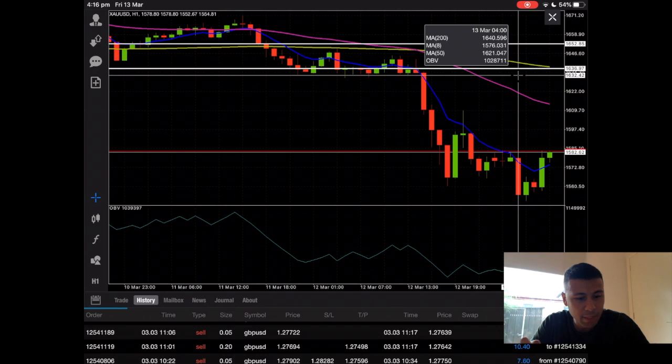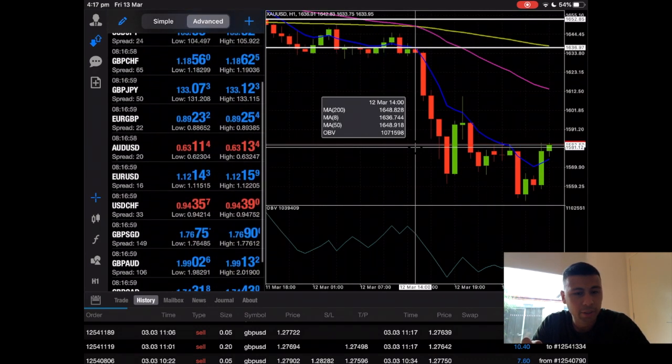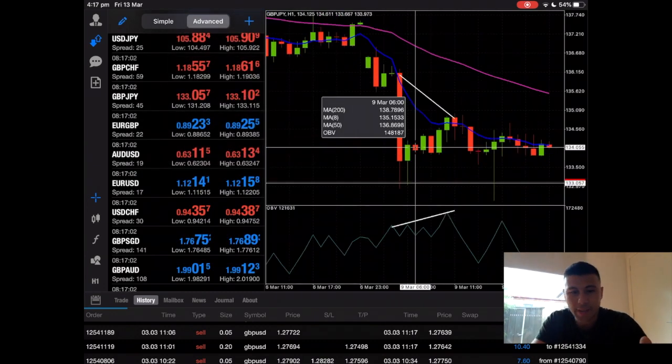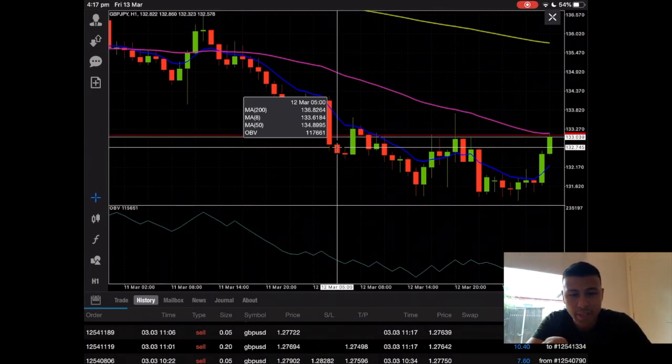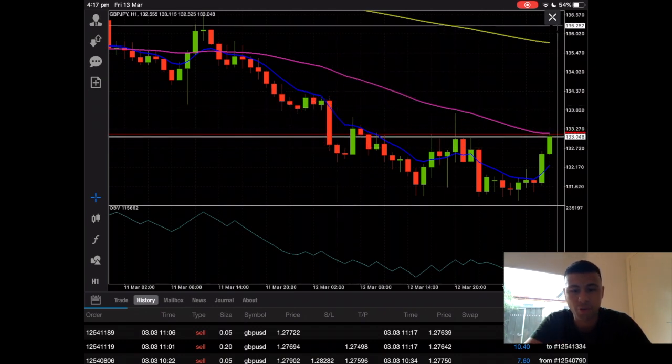As for GBP Japanese yen, hourly. Alright, so I caught this trade, I caught this trade actually right.